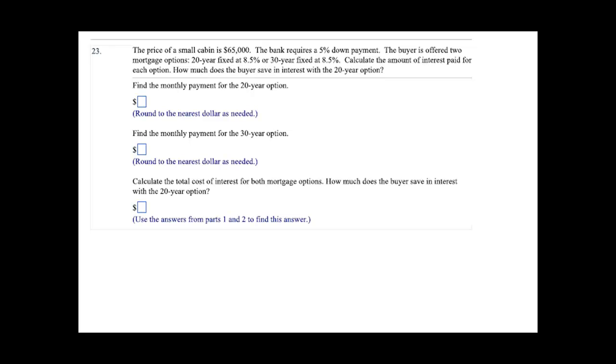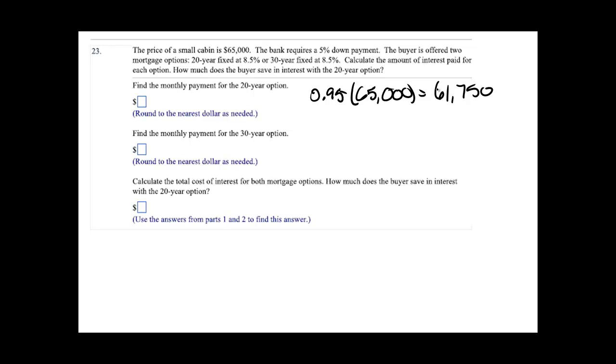The first thing we have to do is figure out how much the loan actually is. If we're putting 5% down, then we're taking a loan out on 95% of the value of the house. So if we do 95%, or 0.95, times the cost of the house, the $65,000, we'll find out we're borrowing $61,750.